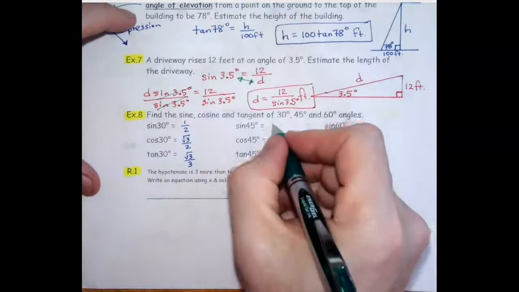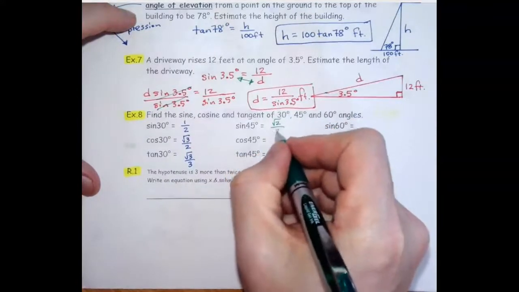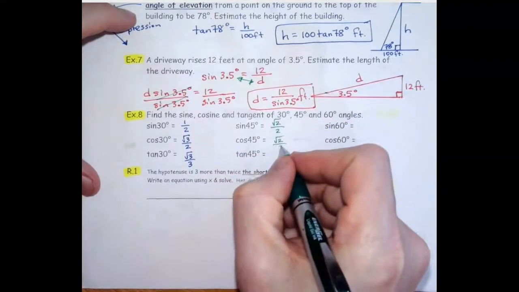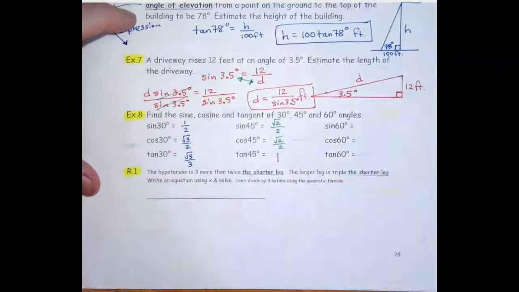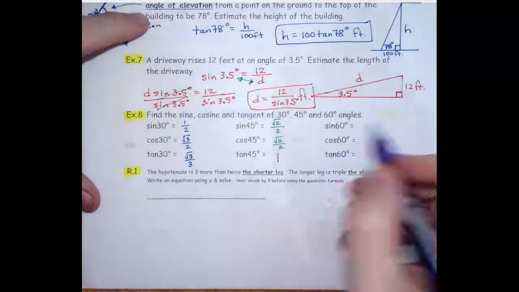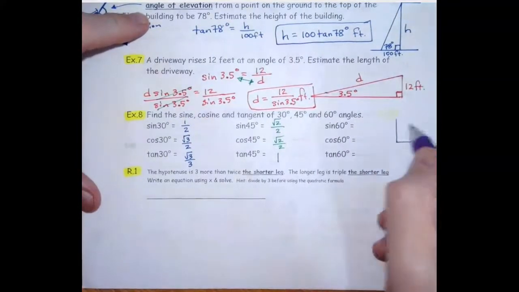And this one was a little bit easier, the 45, because the sine and the cosine were equal, and then the tangent was 1. So hopefully you can memorize those. Now, if you're not sure, what you can do is just draw a triangle.